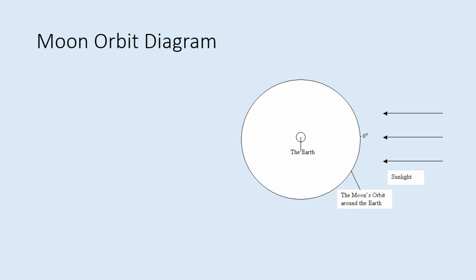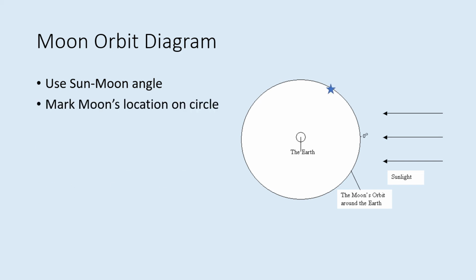As you record your observations, you should also include the moon's location on the moon orbit diagram. You'll use the sun-moon angle for this. On this diagram, the Earth is at the center, and the big circle represents the moon's orbit. The sun is represented by the rays of sunlight approaching from one side. Mark the location of the moon on this circle for each observation you make.